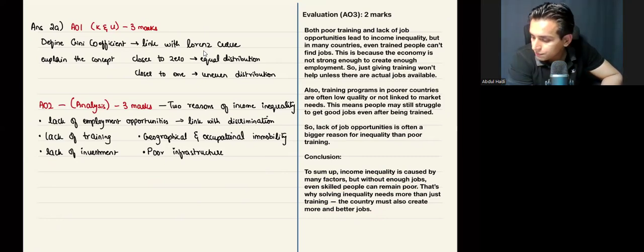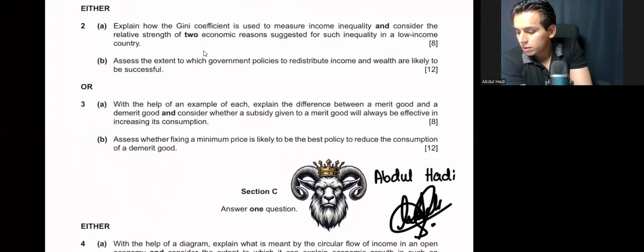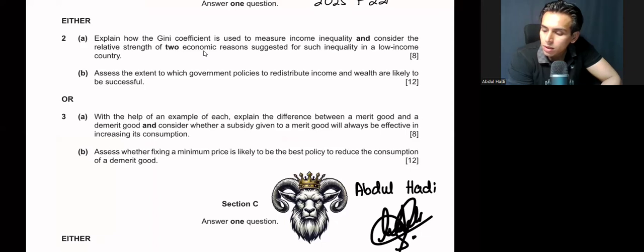Everything clear up till now? Yes, it is. Let's move to part B.